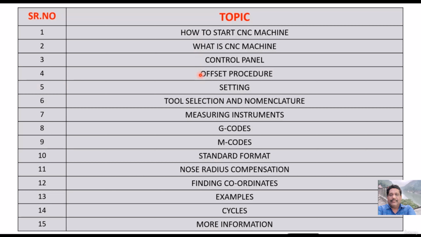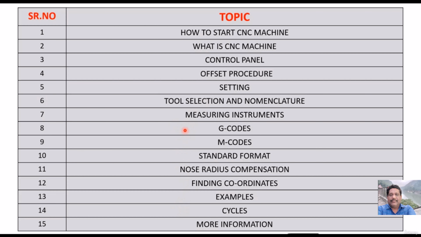The first four topics are crucial for operation, meaning the first four topics and the seventh topic, which is on measuring instruments. These 5 topics are specifically designed for CNC operation. After that, we will learn about setting, which is crucial for becoming a CNC setter. Along with this, tool setting and nomenclature, the 5th and 6th topics, are specifically made for CNC setting. The first 4 topics and the 7th topic are for operation, and the 5th and 6th topics are for CNC setting. Starting from the 8th topic, our programming lessons will begin.